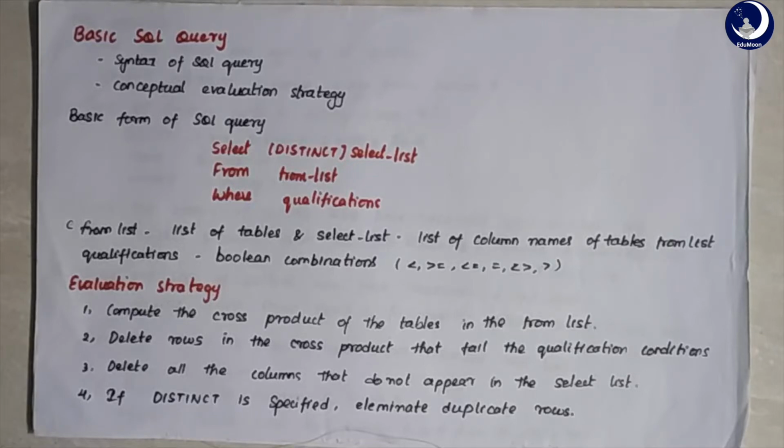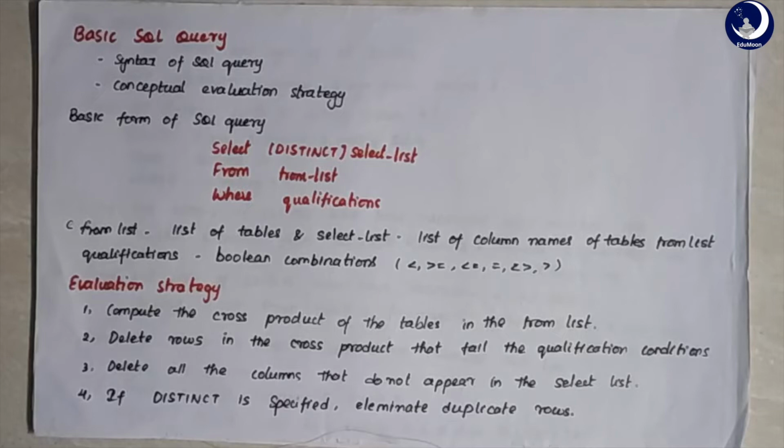Conceptual evaluation strategy. As the name says, conceptual is a logical way of understanding how to build a query in order to get the result you want. So it's a logical way of evaluation strategy, which is a way of building a particular query in order to get the desired output, or the output that you want. Now that we know what conceptual evaluation strategy is, let's look at the basic form of an SQL query.